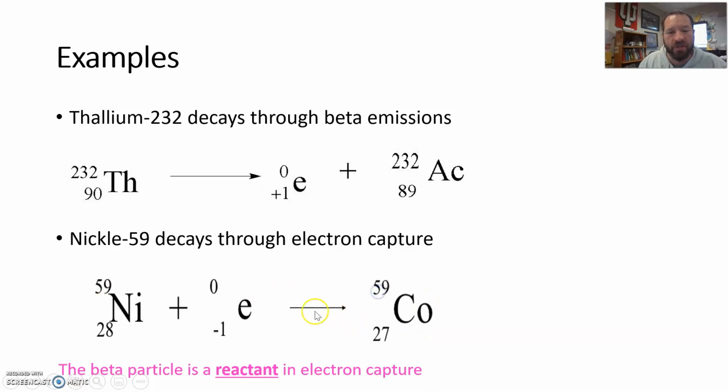My numbers on top need to add up. So 59 plus 0 is 59. And 28 plus -1 is 27. It's more like a 28 minus 1 because it's a negative. So again, I use my periodic table. I find number 27. That's cobalt, Co. And there's my electron capture example.